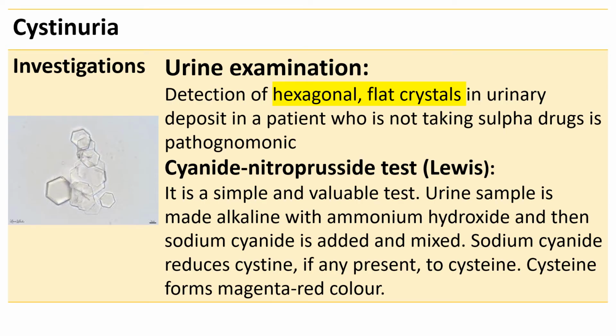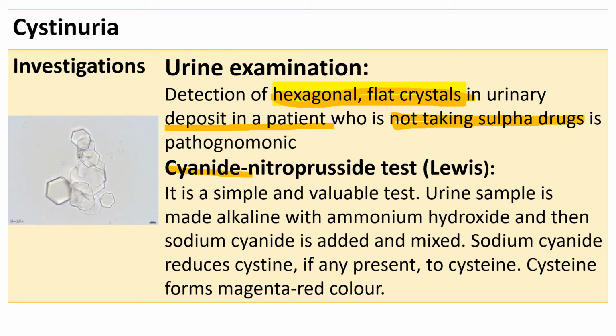Then what about the investigation? By urine investigation, you will find hexagonal flat crystals. Hexagonal flat crystals are seen in a patient suffering from cystinuria, and care should be taken that the patient is not taking any sulfur drugs. Sulfur drugs are also responsible for such crystals. So while doing this investigation, ask the patient about the history of any sulfur drugs.